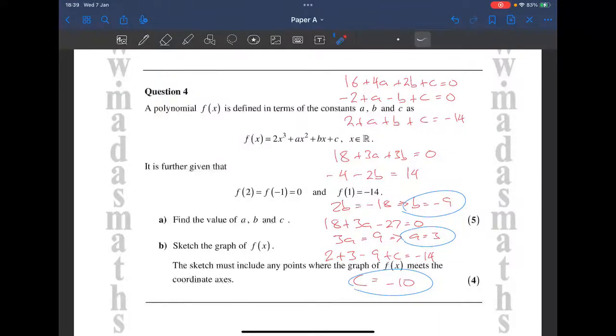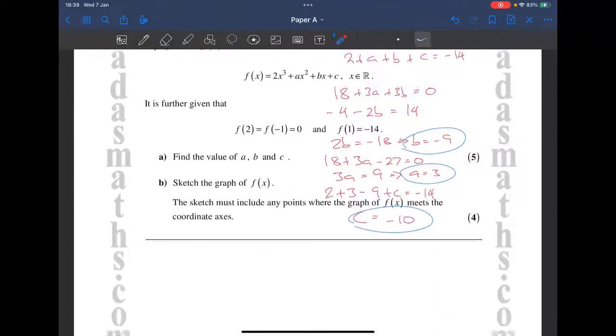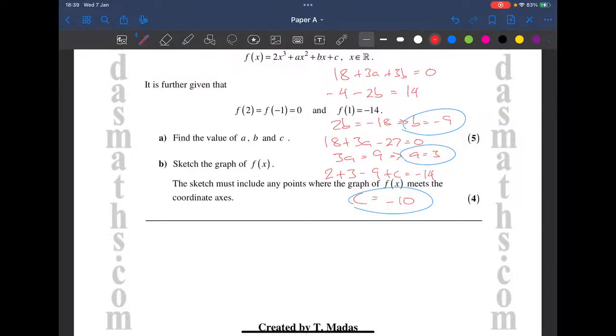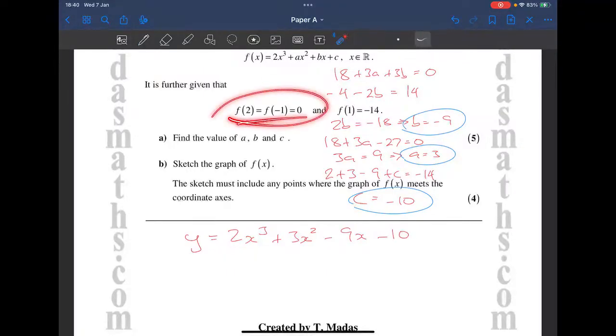For part B then, we need to sketch this graph. To sketch it, we need to factorize it as well. So let's write out the full cubic that we have. So 2x cubed, A was 3, so we'll add 3x squared, B is minus 9, so minus 9x, and C is minus 10.